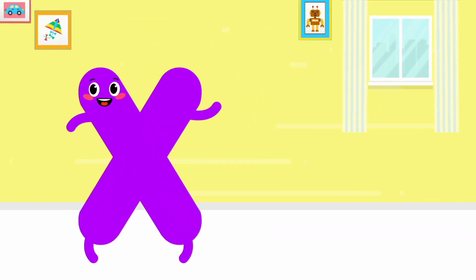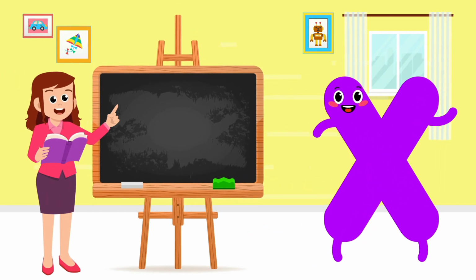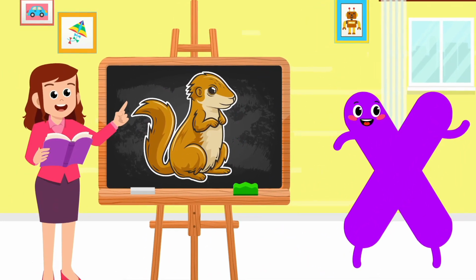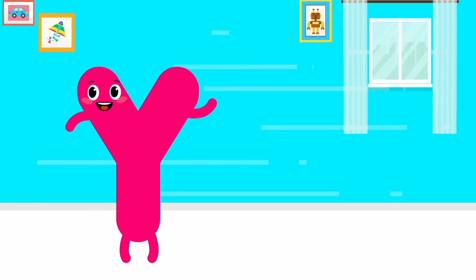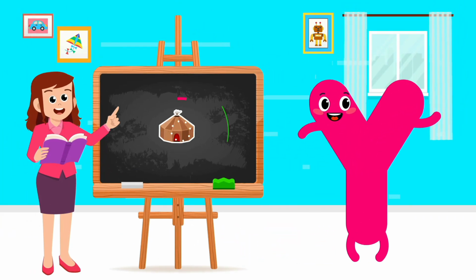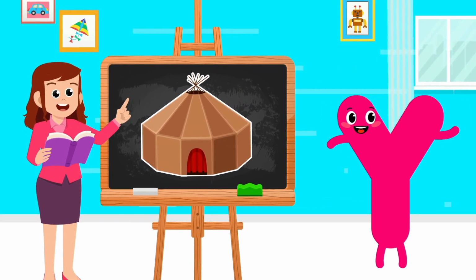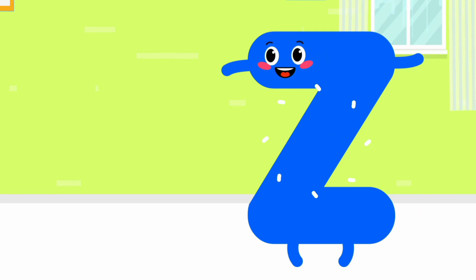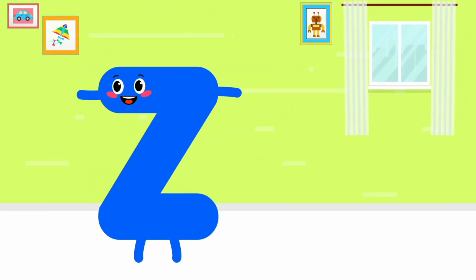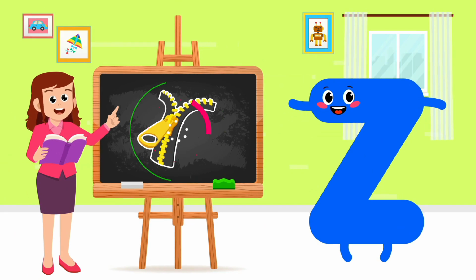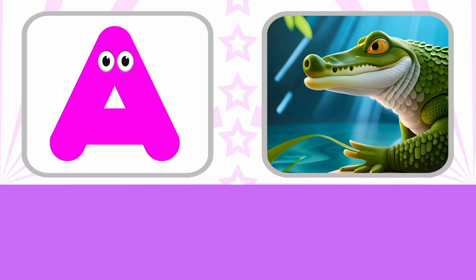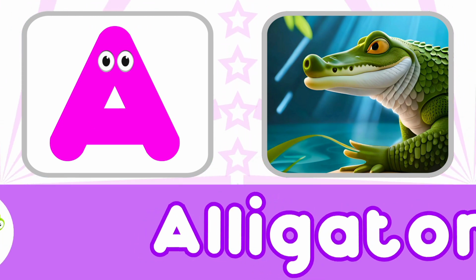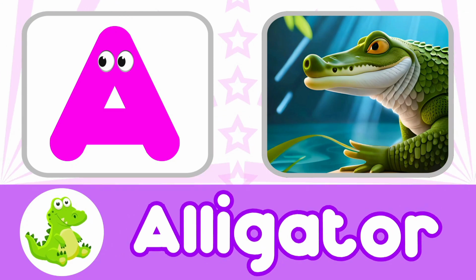X. Alphabet X. X for giraffe. Y. Alphabet Y. Y for yard. Z. Alphabet Z. Z for zipper. A. Alligator. A for alligator.